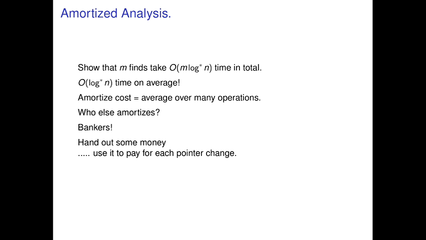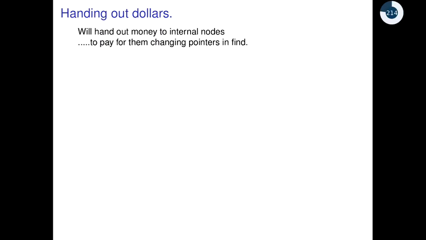That's how we'll keep track of how many pointer changes there are over the whole algorithm. What we want to see is how many pointer changes there are in all the finds. We're only going to hand out m log star n dollars, and it's going to budget balance. We're not going to have more pointer changes than dollars. We're going to hand money to internal nodes, not to the root, because the root doesn't change pointers. Once you're at the root, you don't have to do any work. Your pointer goes to yourself, you're happy.